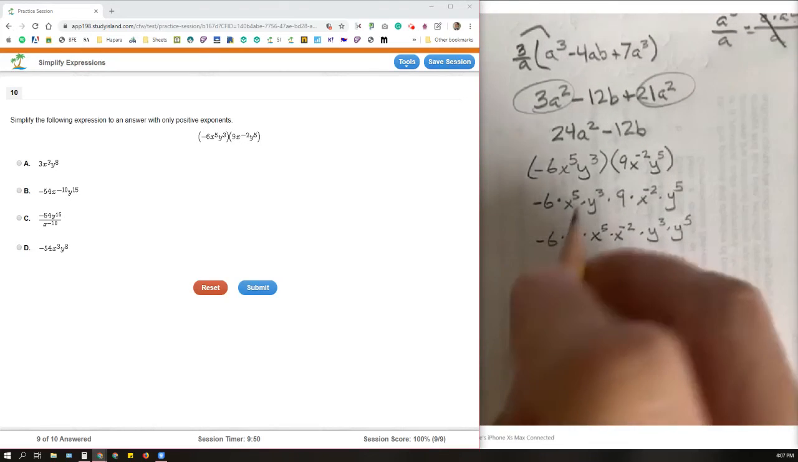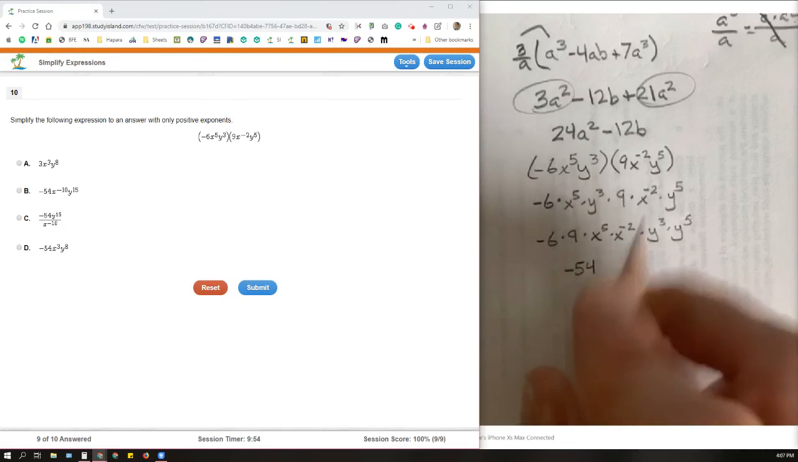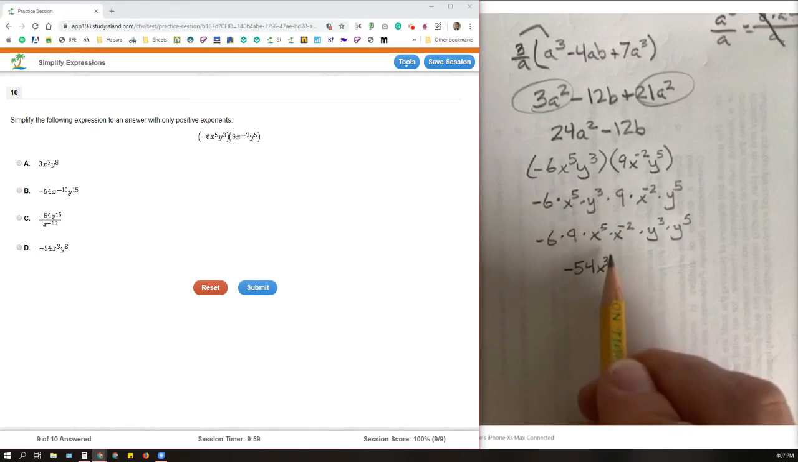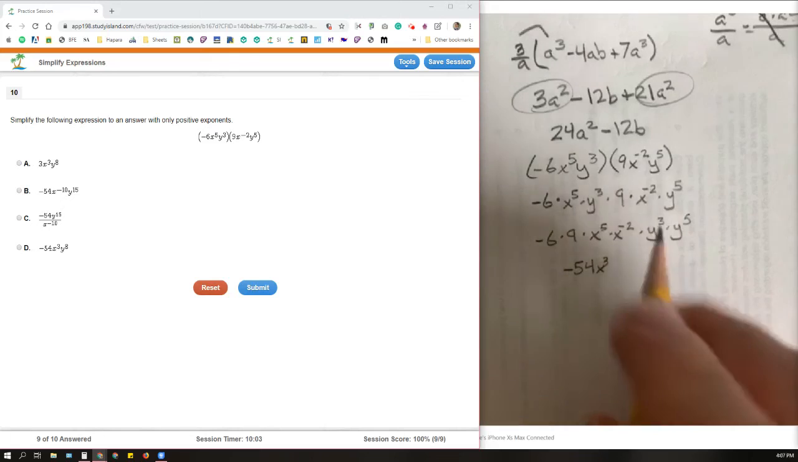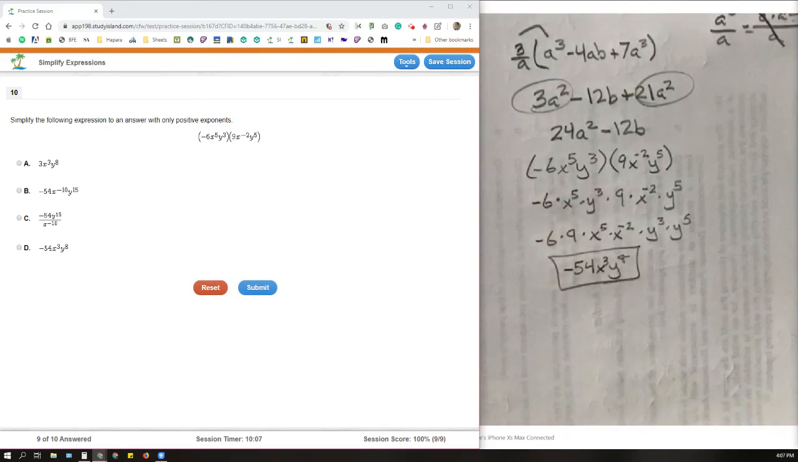Negative 6 times 9 is negative 54. X to the 5th times x to the negative 2nd power is x to the 3rd, because 5 plus negative 2 is 3. 5 minus 2 is 3. And then y to the 3rd times y to the 5th is y to the 8th. That's it. Negative 54, x to the 3rd, y to the 8th.